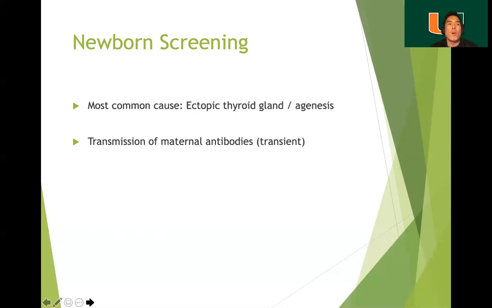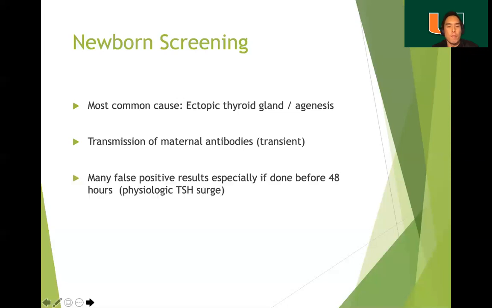And the most common cause of acquired thyroid disorder is autoimmune thyroiditis. So this is the reason why we do the screening test. It is supposed to be a transient type, which means that it resolves by 6 months. Now, we have to be careful because newborn screening is such a sensitive test. It picks up many false positive tests, especially if it's done before 48 hours of life.